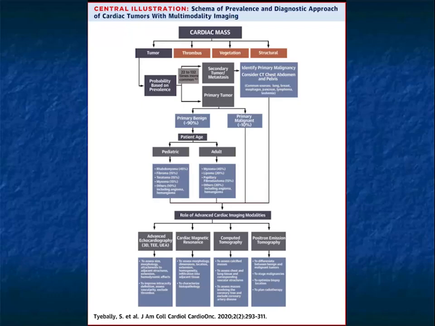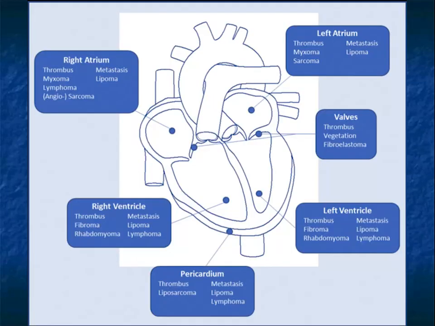Primary, they felt benign. They looked at age, adult versus pediatric. When they had malignant, they looked at some of the possibilities. They also looked at some of the different imaging modalities from echo to cardiac MR to CT to PET, and some of the advantages and disadvantages of each of those modalities. They also looked at the different chambers and what you might think about.